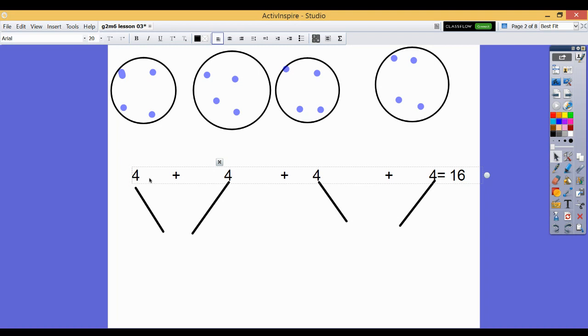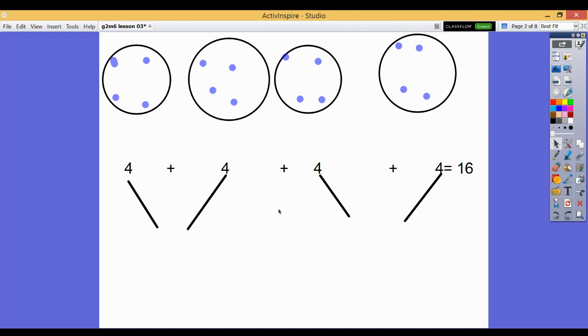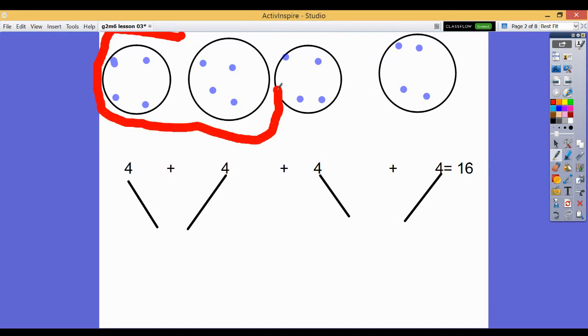So this is a great equation to represent this picture, but there is a quicker way to solve this. So what I would do is, instead of four equal groups, we could use something called doubles. That just means instead of four equal groups, I would now have two equal groups. So what I'm going to do is circle two of my groups with my nice, neat red circles.